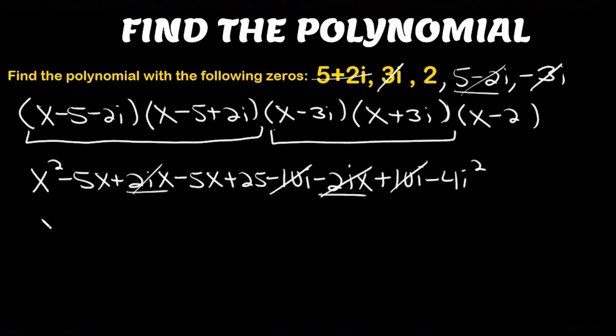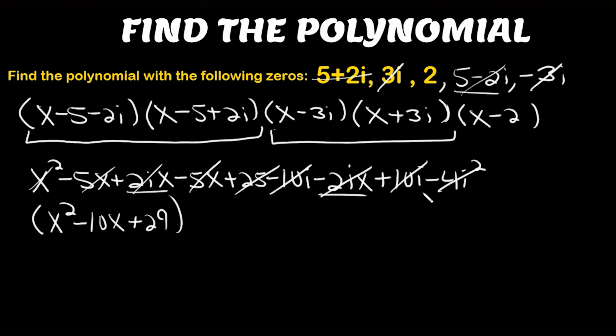So if I combine like terms, I have an x squared. Can't combine that with anything. So x squared. And then I have negative 5x, negative 5x. That gives me negative 10x. Okay. And then you have this positive 25, but you also have this negative 4i squared. Now remember, i squared is really negative 1. So it's really negative 4 times a negative 1, which is positive 4. Okay. So what I can do here is I can do 25 plus 4, which is going to give me 29. So plus 29. Okay, so all of these terms are used up.